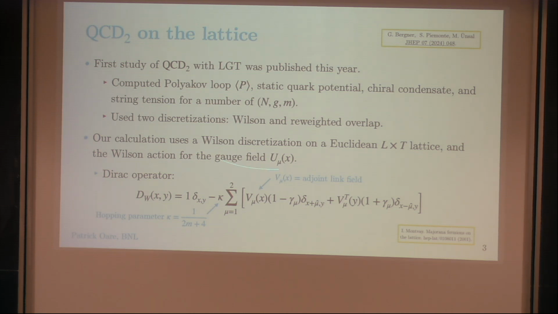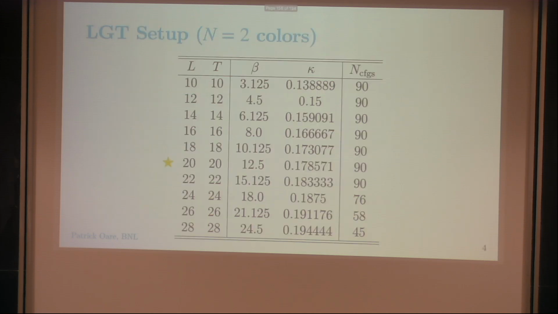Right now we're just looking at this with a Wilson discretization, which has the following Dirac operator. The exact details of the Dirac operator are not too important, other than the fact that our Dirac operator does not really have chiral symmetry, which we hope to fix in the future.